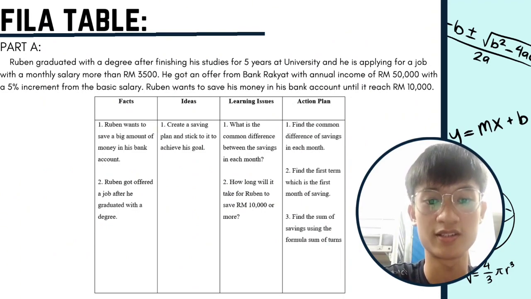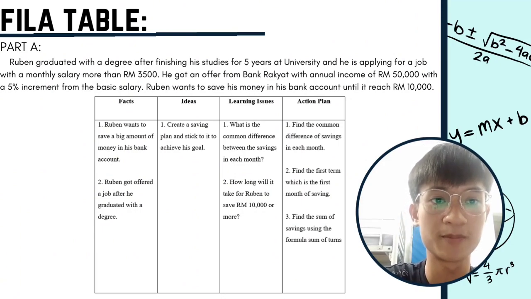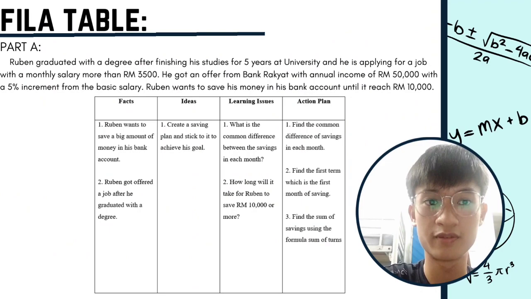Ruben has a plan right now. He wants to save in his bank account until it reaches 10,000 ringgit. So the facts of this Phila table are that Ruben wants to save a big amount of money in his bank account, and secondly, he got a job offer just after he graduated from university.